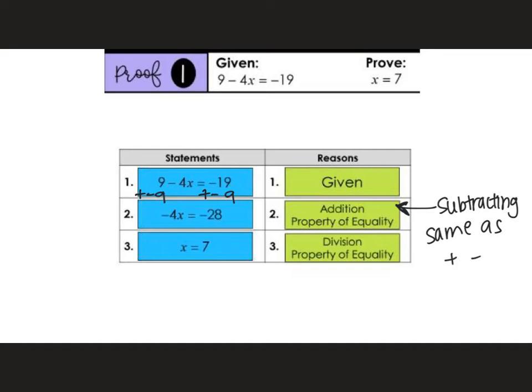It's just subtracting that they don't like. All right, so we're adding a negative or we're subtracting. So that's the addition property of equality. And now we have negative 4x equals negative 28. We're going to divide both sides by negative 4 to get x equals 7. The division property of equality allows us to divide both sides of the equation.